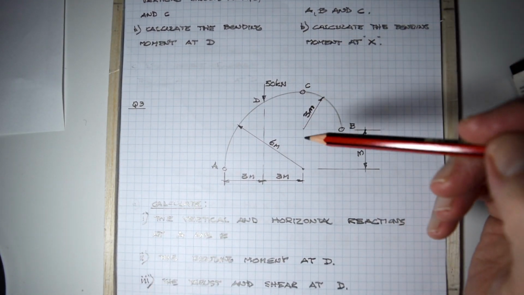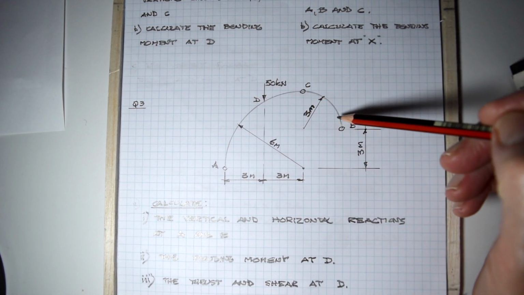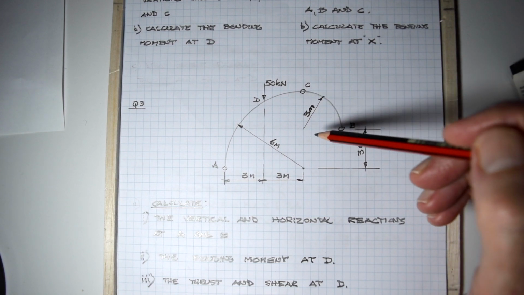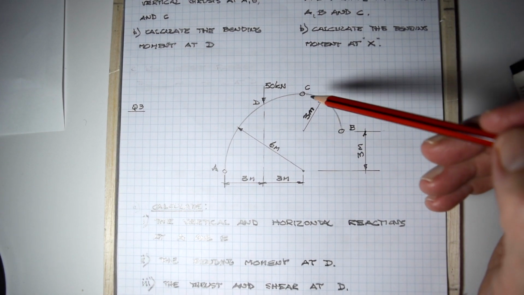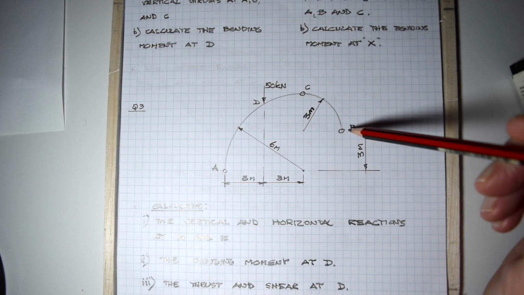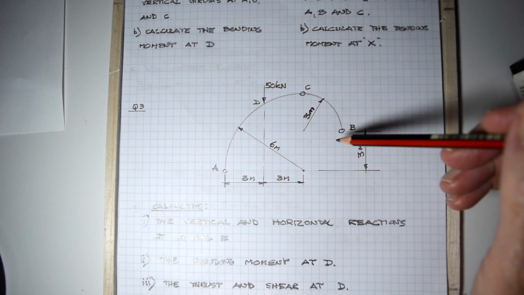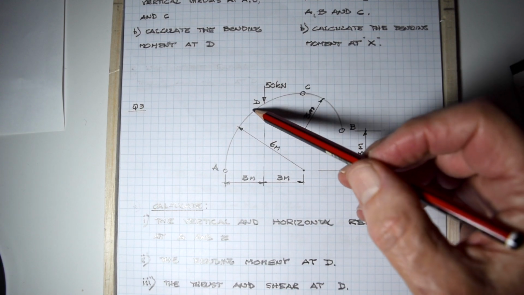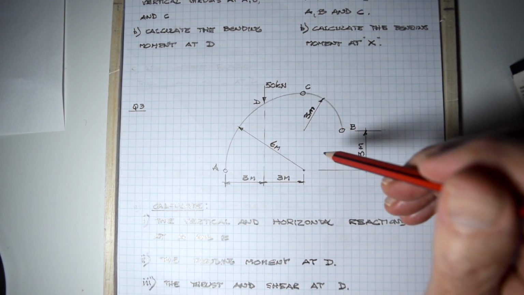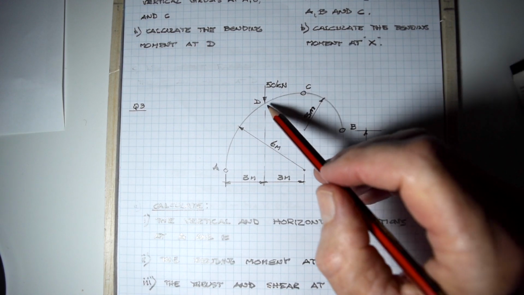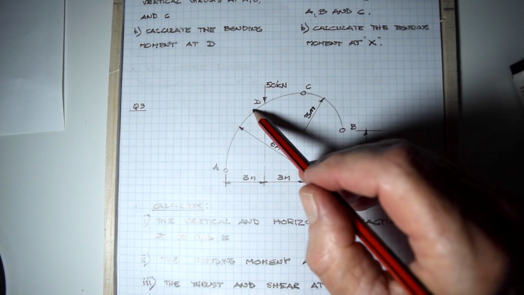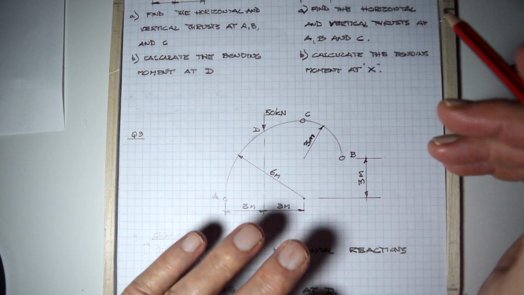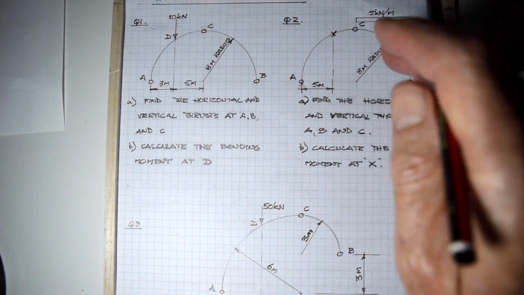It is similar to the arch that I had previously with 2 different radiuses, and we have to find the vertical and horizontal reactions at A and B, and then the bending moment at D, and the thrust and shear at D. And this is the one I'll be showing you how to find the tangent to the circle just using geometry. But let's do it one at a time. So there are 3 problems here.